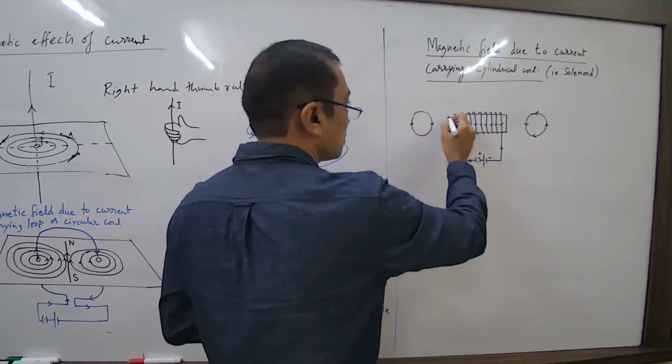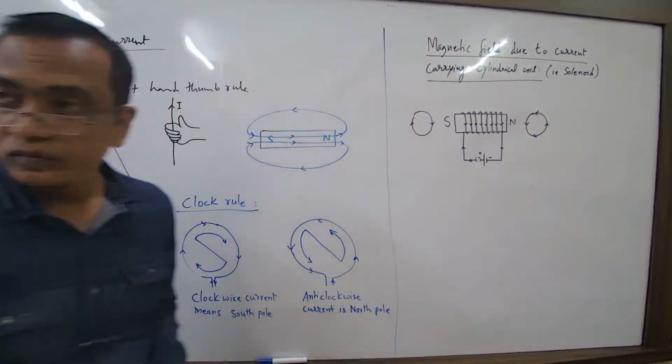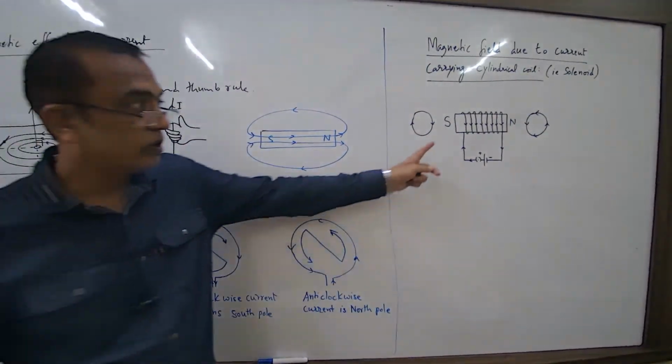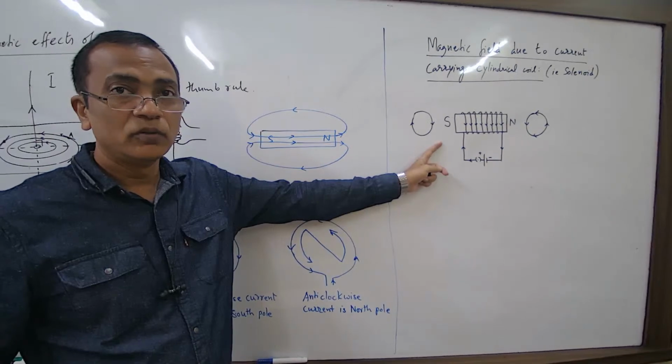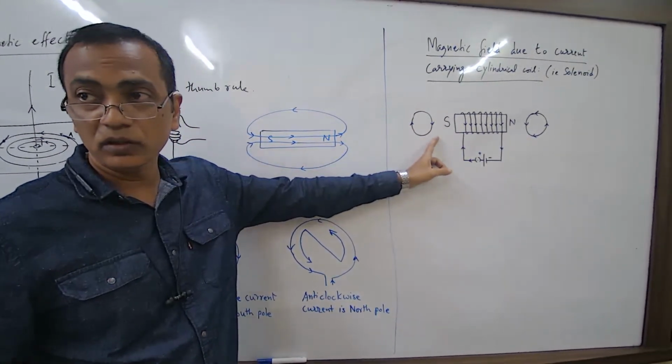Okay? So what will be this end then? If this is clockwise, this must be south pole. This must be north pole. Understood? Very easy. So when you draw the diagram, you have to be careful how the wire is wound on the core.